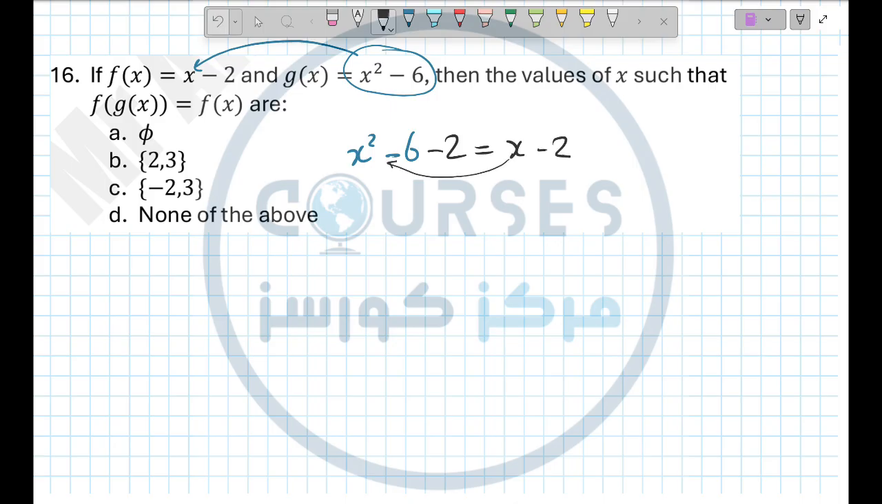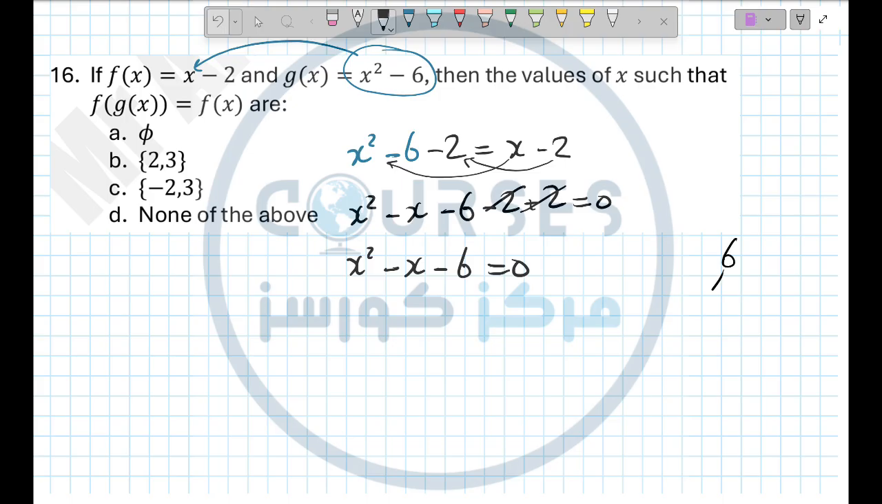Okay, so send this to the other side, send this to the other side. So we're going to have x squared minus x minus 6 minus 2 plus 2 equal to 0. Minus 2 will cancel with positive 2. So x squared minus x minus 6 equal to 0. This is a quadratic equation. We need to solve it.